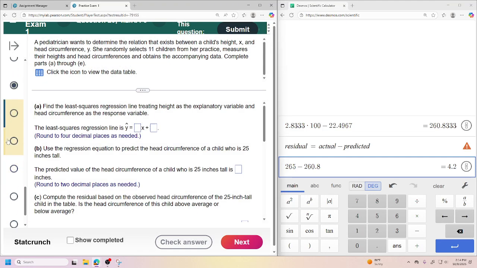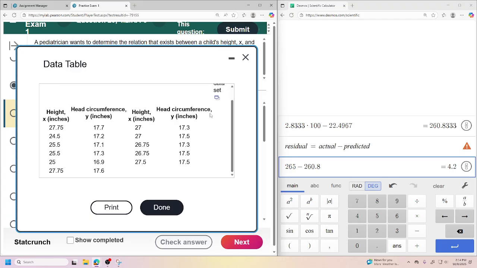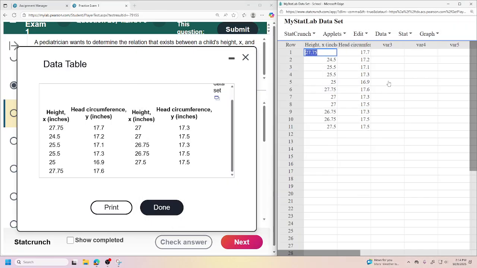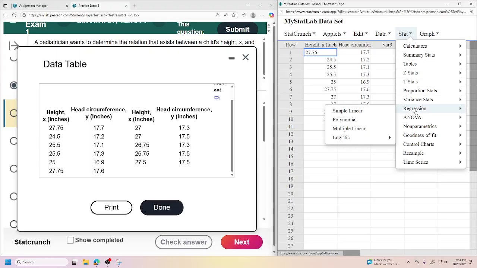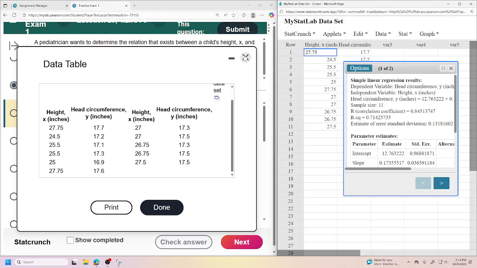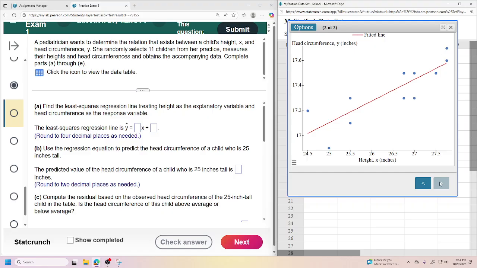Keep cruising. So same thing here. It says find that line equation. So let's do this thing. Stat, regression, simple linear, x and y, compute. I don't see the need to do anything else right now. And they say, what's the equation? Right here. I'm going to hover on the line.